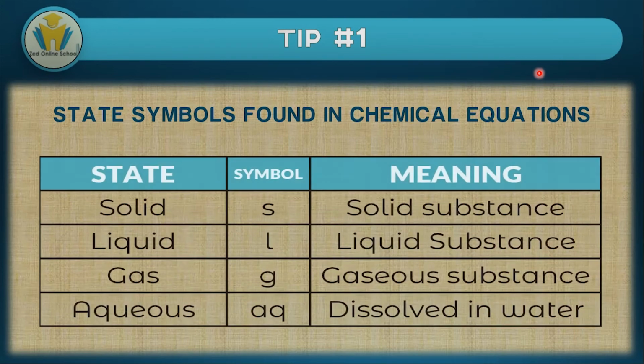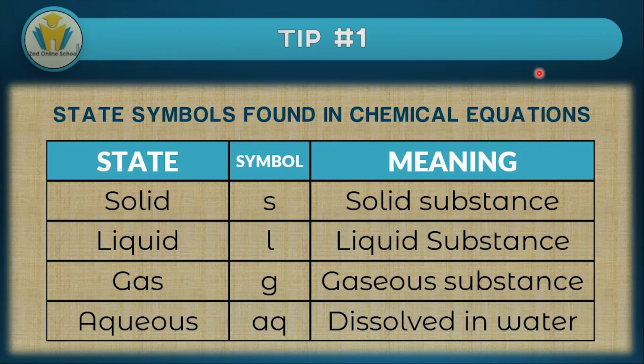This table summarizes the state symbols you'll find. The first one, like you can see, is the solid state, the liquid, gas, and then aqueous. These symbols here are the ways you find these states represented in a chemical equation. Don't worry, we will see how we use these symbols.